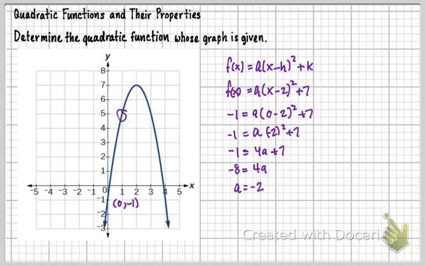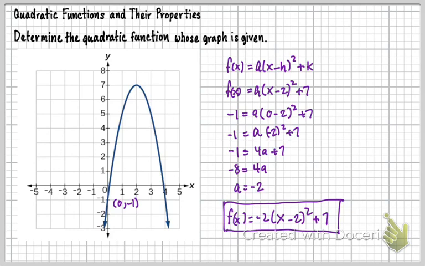I was correct. So this point actually is on the graph, but we didn't know for certain. Now we have everything we need to determine the quadratic function whose graph is given. That function is going to be f(x) = -2(x - 2)² + 7. So there's our function. That represents our graph. Done.